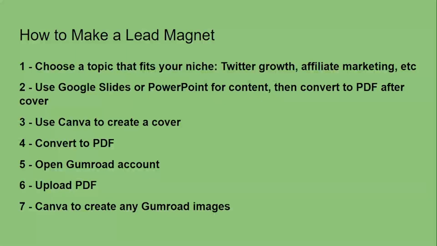So choose a topic that fits your niche. So let's say you want to talk about Twitter growth or affiliate marketing. Let's pick the second one, affiliate marketing. So you are going to do a topic about affiliate marketing. Let's say you've been on Twitter for 3 months and you are just going to relay what you know, good or bad practice on affiliate marketing. Head over to Google Slides or Microsoft PowerPoint and you are going to use the presentation software to populate the pages of your ebook, and at the end you'll convert it into a PDF.